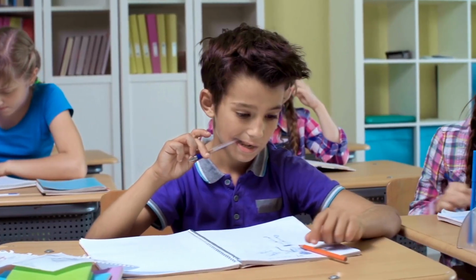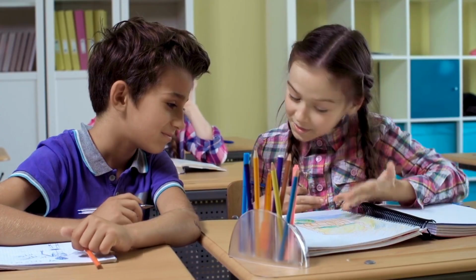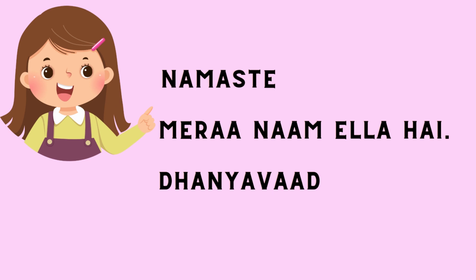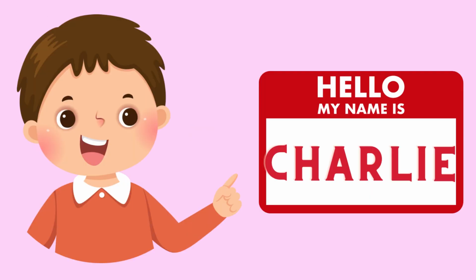Now friends, let's revise and recall everything with the help of 2 examples. Let's take the case of Ella. Ella has to introduce herself in Hindi. Let's see what are the 2 ways in which she can express herself. 1. Namaste. मेरा नाम Ella है. धन्यवाद. She could also say Namaskar. मैं Ella हूँ. धन्यवाद.